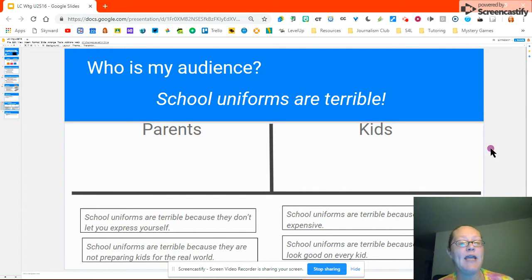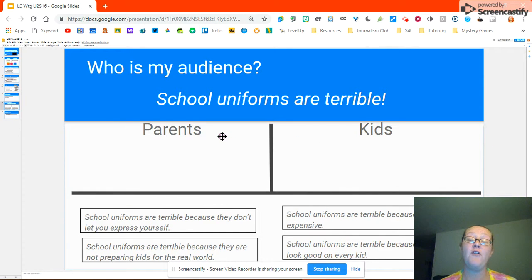So let's say we were writing an essay on how school uniforms are terrible. I don't know if you guys realize how lucky you are that you get to pick what you wear every day, but there are a lot of schools, even in York and all over the world, that students have to wear a certain outfit every single day. And teachers sometimes have to wear a uniform as well. Now, a lot of people think that that's great.